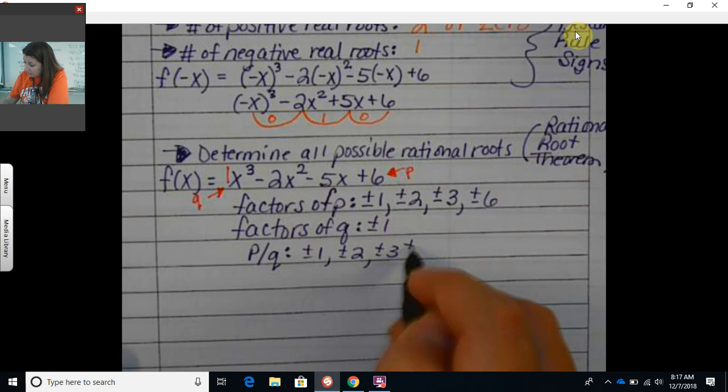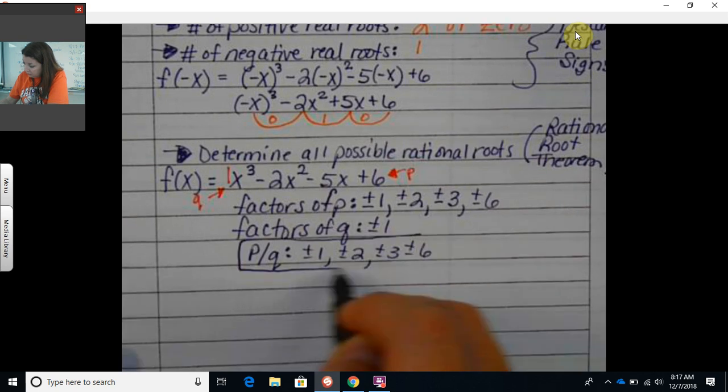So this is the list where I get my possibilities from. Not the individual factors, but you have to do P divided by Q.